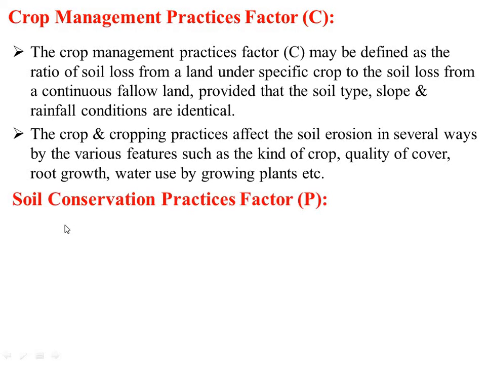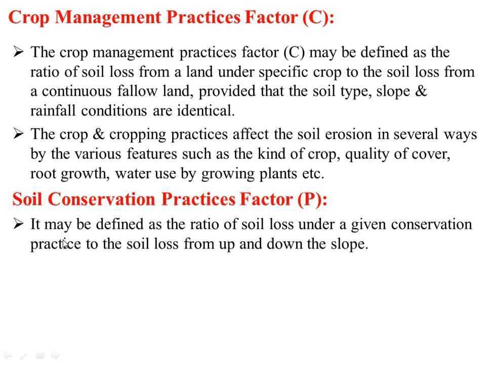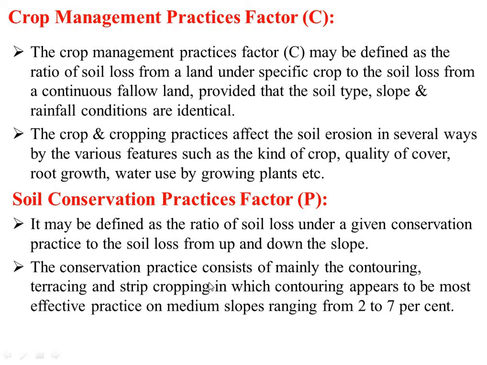The last factor is soil conservation practice factor, that is the P. It may be defined as the ratio of soil loss under a given conservation practice to the soil loss from up and down the slope. The conservation practice consists of mainly the contouring, terracing and strip cropping, in which the contouring appears to be the most effective practice on medium slopes ranging from 2 to 7%.